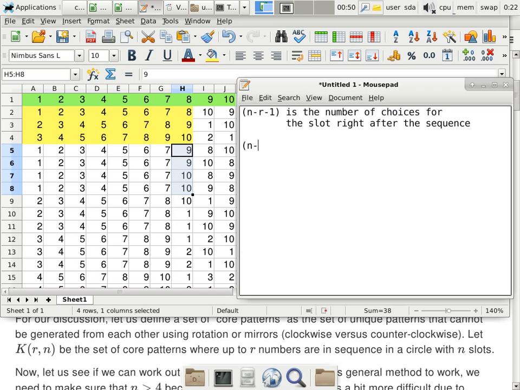N minus r minus 1 factorial is the number of permutations after the, let me see, after the r plus 1 position. How about that?